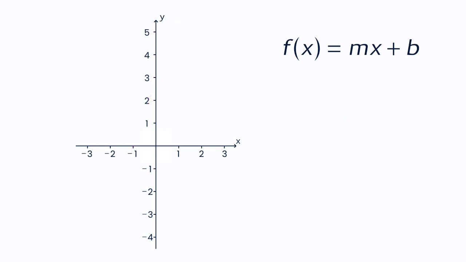Now let's look at the opposite scenario. If b is less than 0, then the graph intersects the y-axis below the origin. In this example, where b is equal to -2, the graph of the linear function intersects the y-axis at the point 0, -2. And then finally, if b equals 0, then the graph intersects the y-axis at the origin, 0, 0, like this.